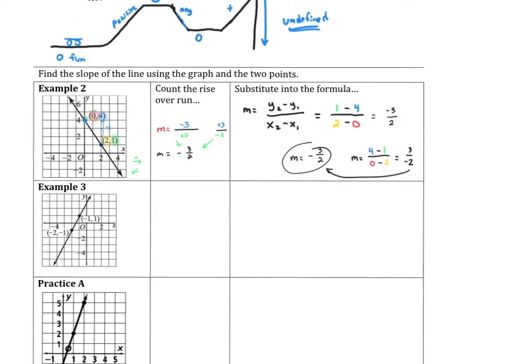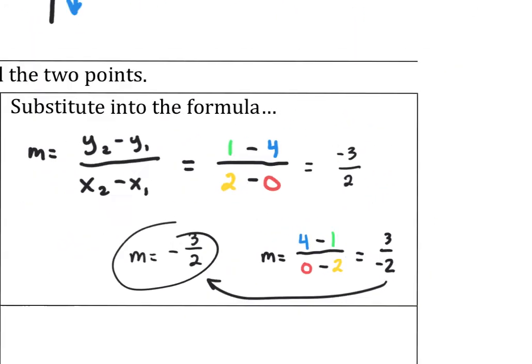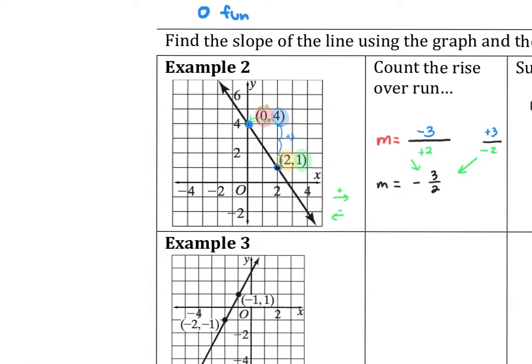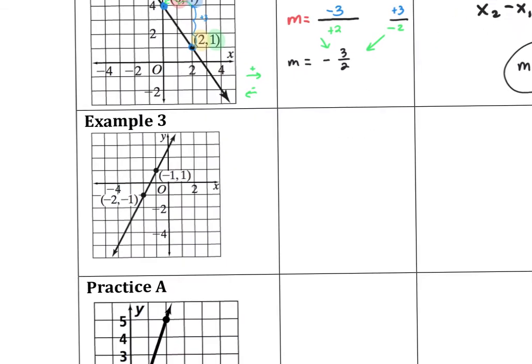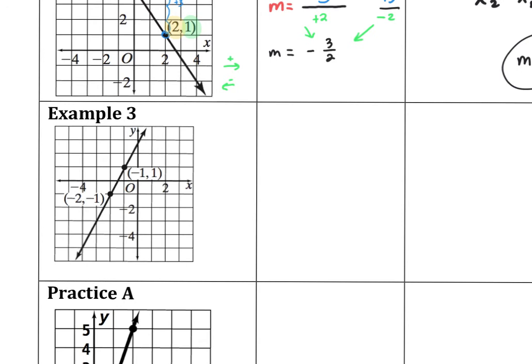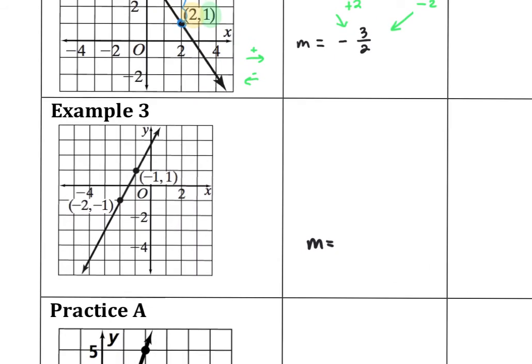All right, notice that gave me a negative slope, and I expected that, right? Because as I read, this went down, so it was a negative slope, hence the negative right there. This one's clearly a positive slope, so whatever my answer is, whether it's a fraction or an integer, we are going to have a positive answer. We don't need to write the plus, but that's just in my mind.